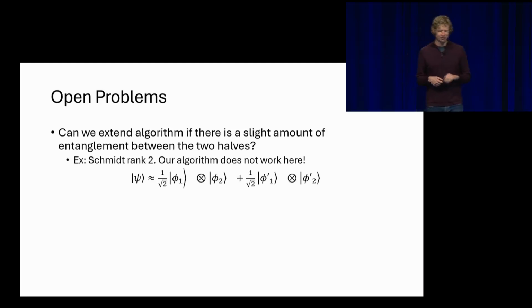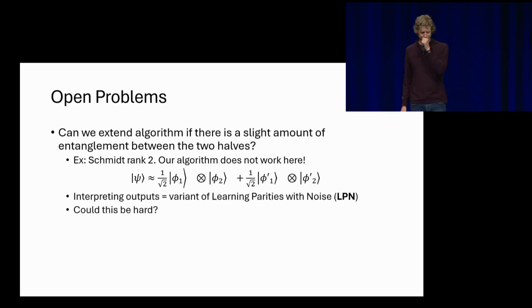I think one of the most interesting open problems from our work is what happens if we have a slight amount of entanglement between the two halves. So for example, what if we take four Haar random states, phi1, phi2, phi1 prime, phi2 prime, and we superpose them across some cut? The location of the cut is still uniquely information theoretically defined, because it's the one cut that has Schmidt rank 2 instead of Schmidt rank 4 or more across all of the other cuts. And you can run our algorithm, and it will output some random strings y. And those strings y, information theoretically, tell you where the cut is.